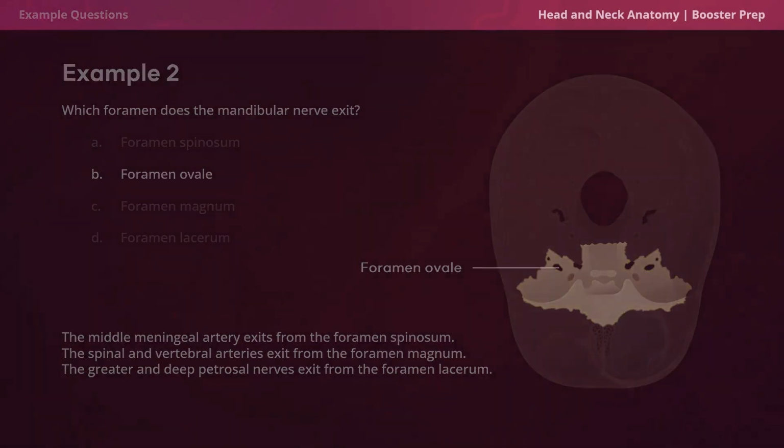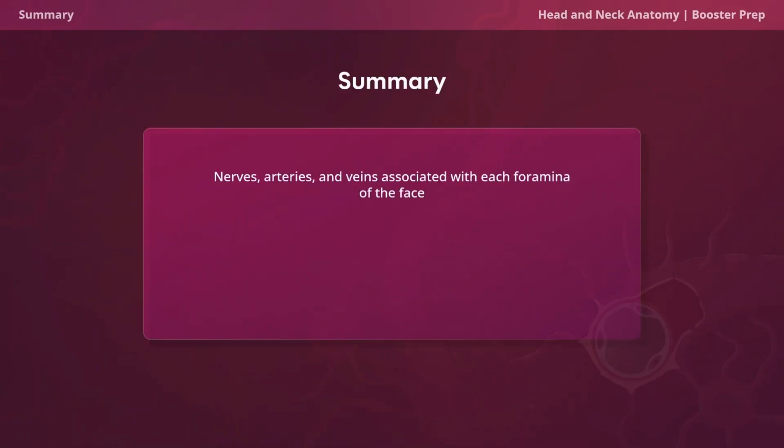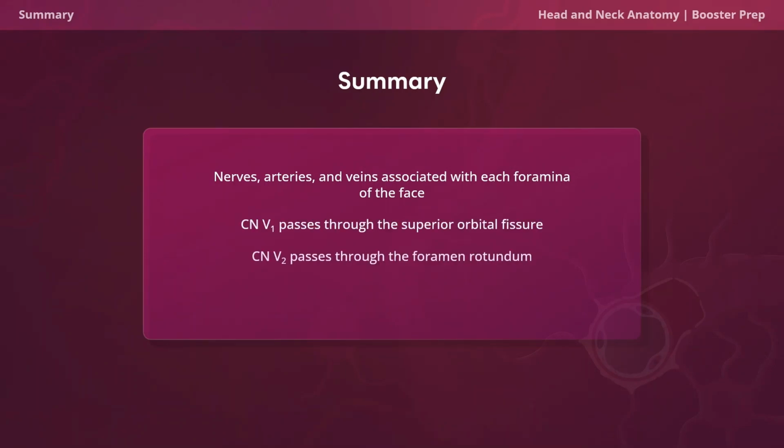Now let's look at a summary of everything that we talked about today. The first thing we discussed was the nerves, arteries, and veins associated with each foramen of the face. Next, we discussed that cranial nerve V1 passes through the superior orbital fissure, cranial nerve V2 passes through the foramen rotundum, and cranial nerve V3 passes through the foramen ovale.